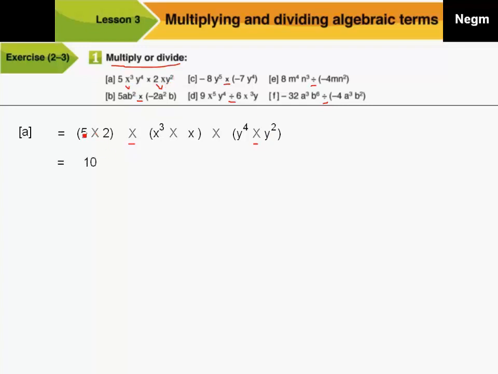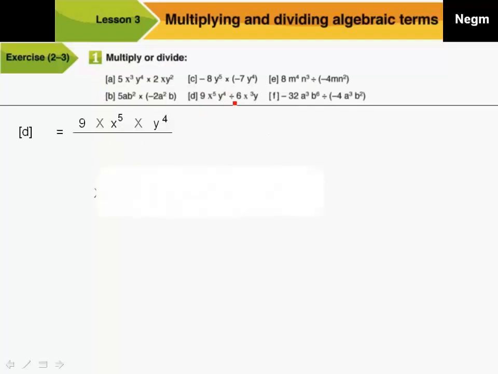This will equal 5 times 2 is 10, you can eliminate the times, x to the power 3 plus 1, times y to the power 4 plus 2, because we have multiplication. This will equal 10 x to the power 4 y to the power 6. This is the answer of A. B and C are the same as A.